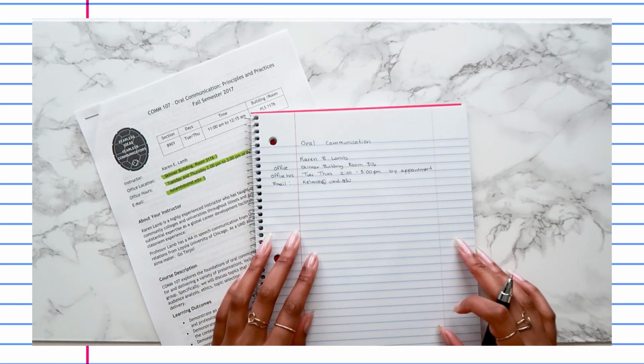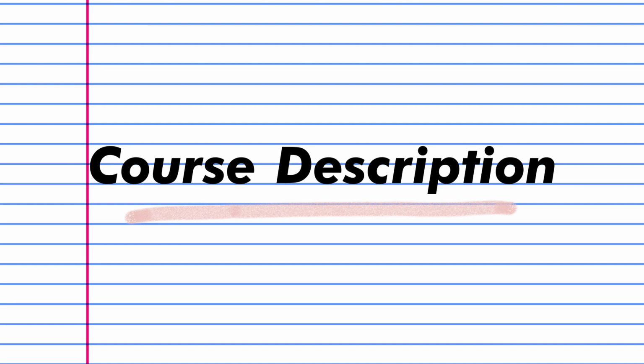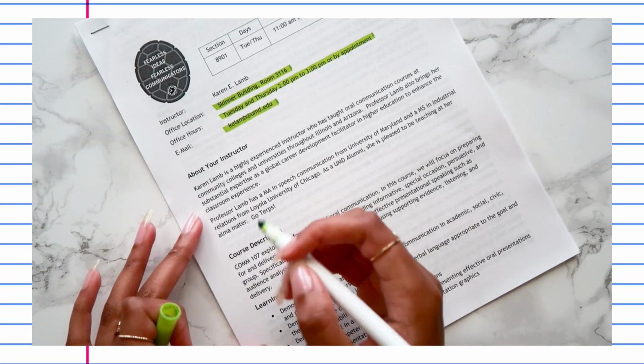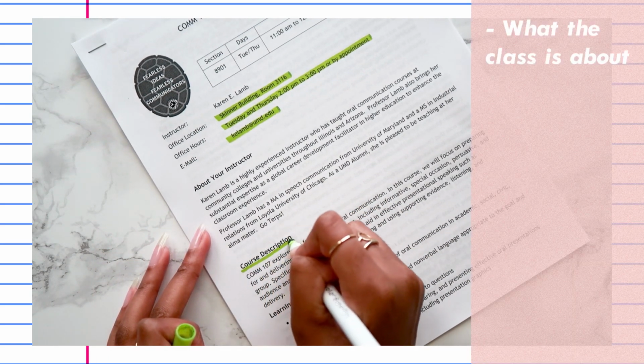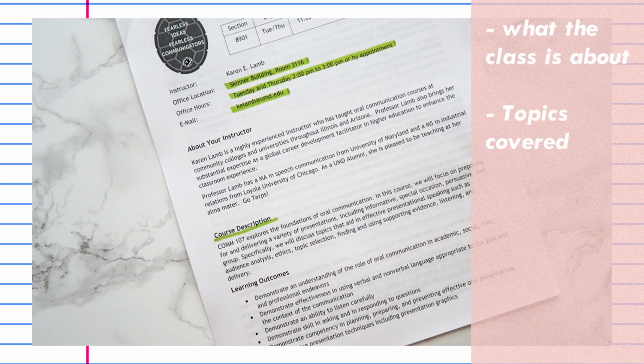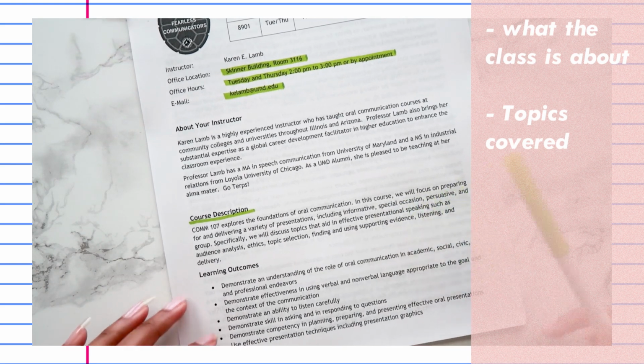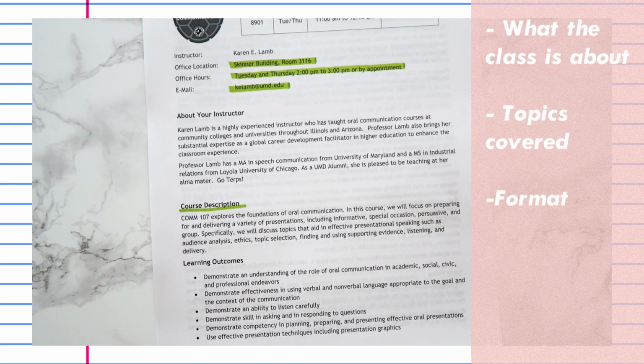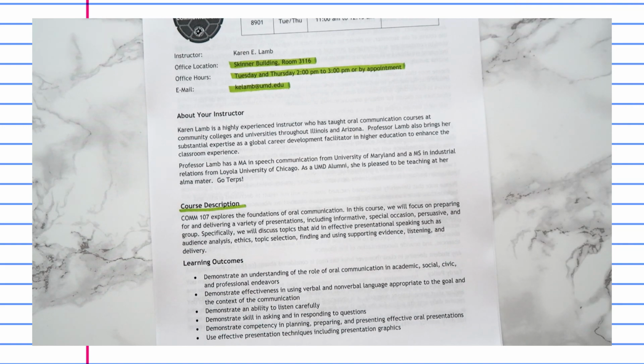The next thing you want to pay attention to in your syllabus is the course description. The course description will entail what the class is about, the topics that you might be going through in the class, and how the class is formatted, and that's really important to know. That way you know what to expect out of the class and you're not surprised at anything.